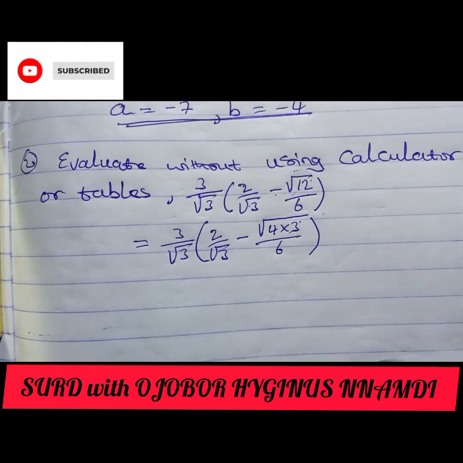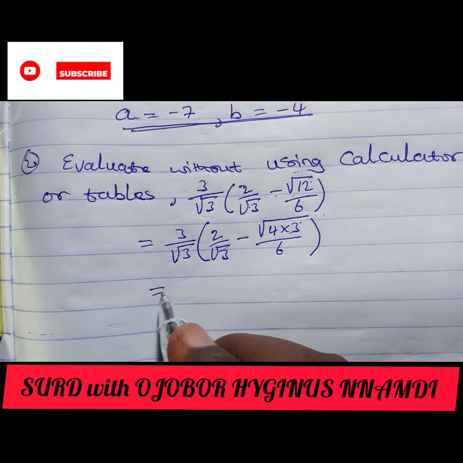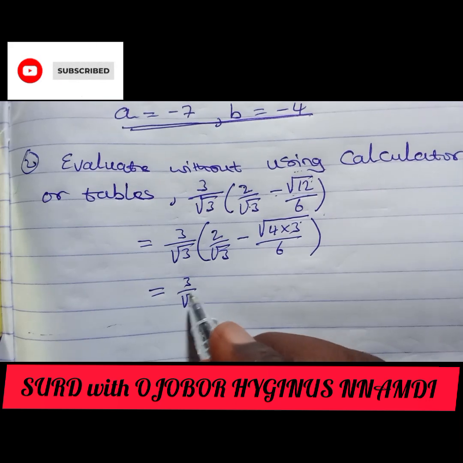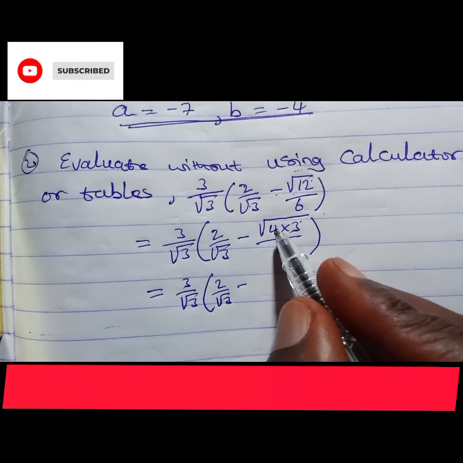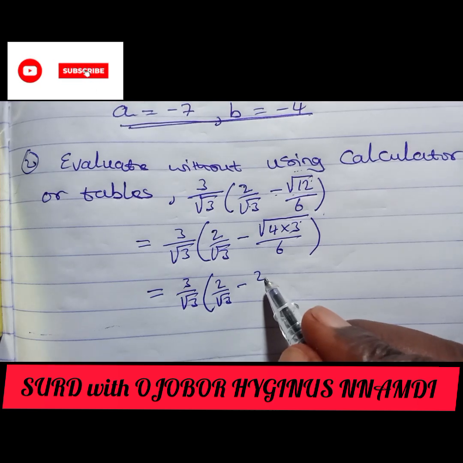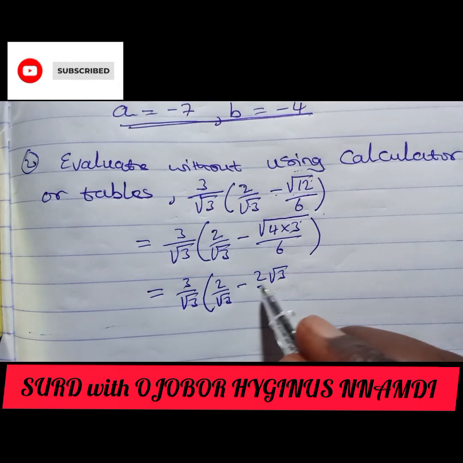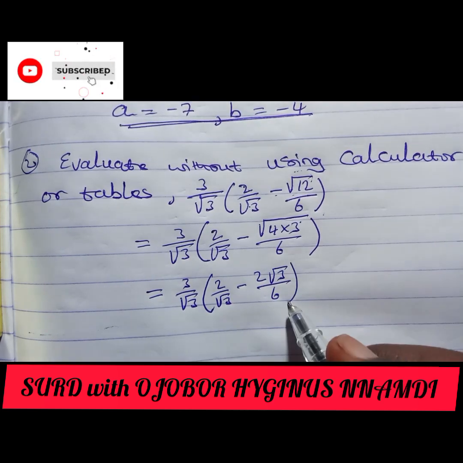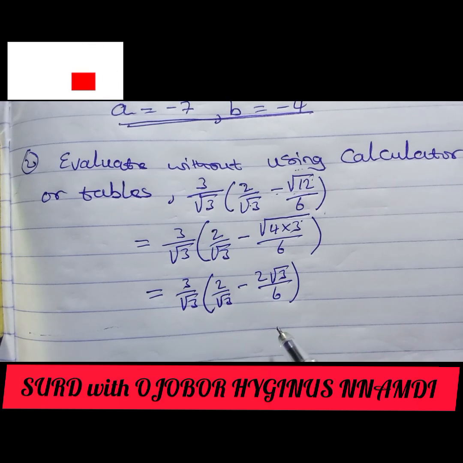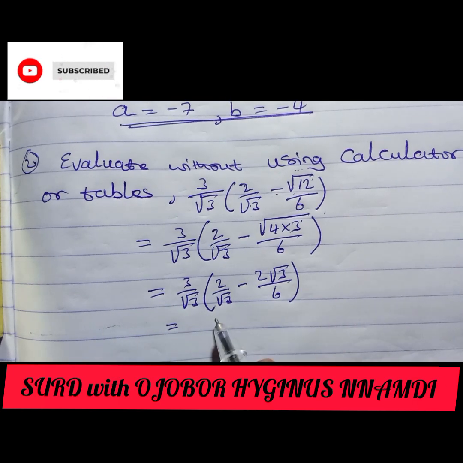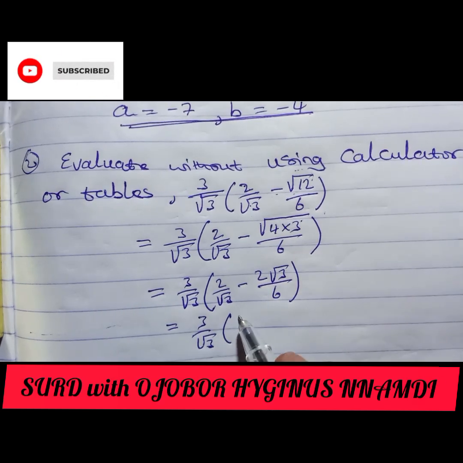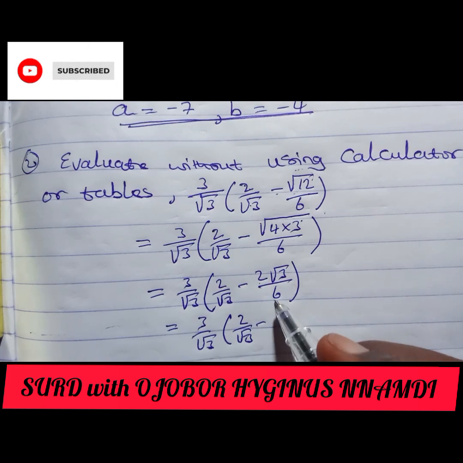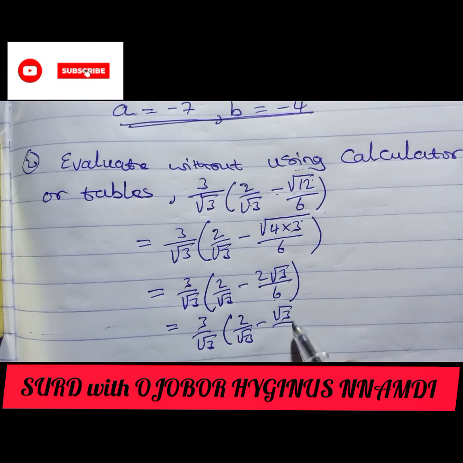Close our bracket. Then this is equal to 3 over root 3 open bracket 2 over root 3 minus this 4 will come out as 2 because square root of 4 is 2, then root 3 over 6, and then we'll close the bracket. This can further be simplified as 3 over root 3 open bracket 2 over root 3 minus 2 here, we divide this 6 to give us 3, so that we'll have root 3 over 3.